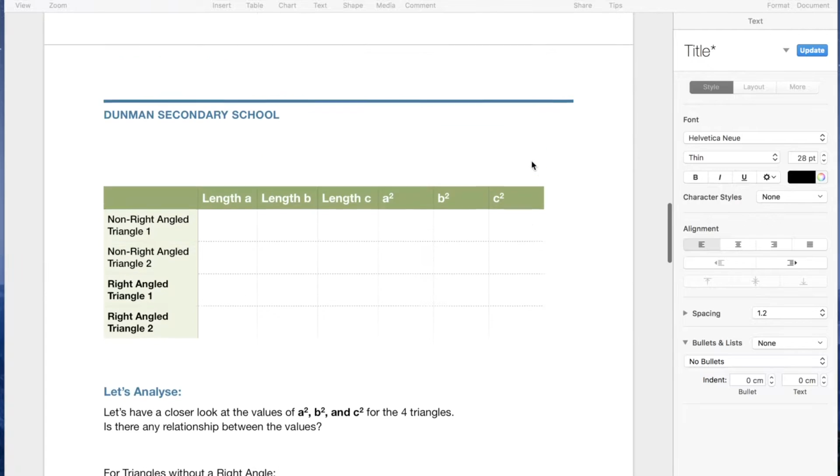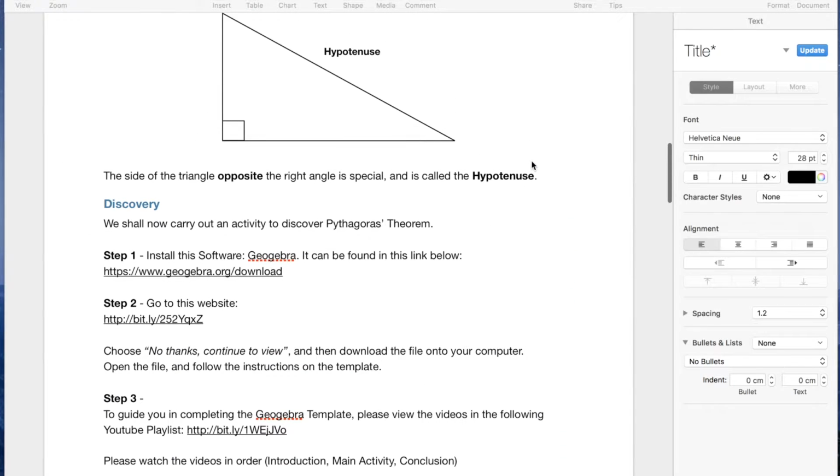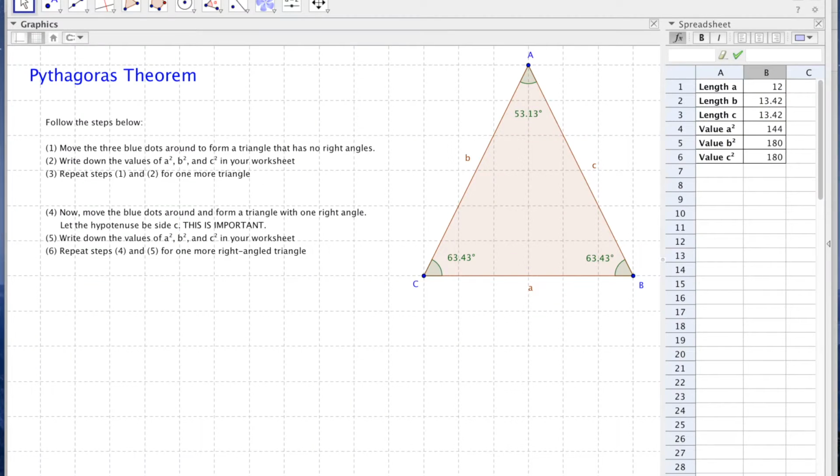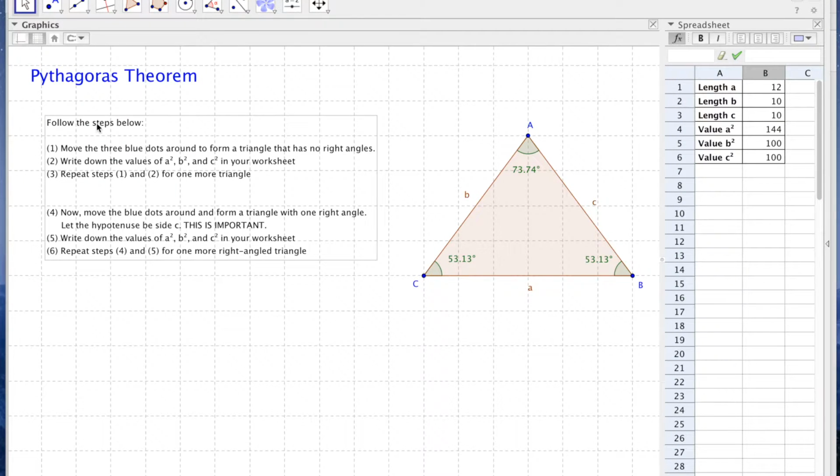So now let's move on. You should already have done all these steps, and you should be viewing these videos now. Now we go back to the GeoGebra program. For now we just need to follow the steps on the left. Step 1: move the 3 blue dots around to form a triangle that has no right angles. We actually already have this here, so let's just use it.